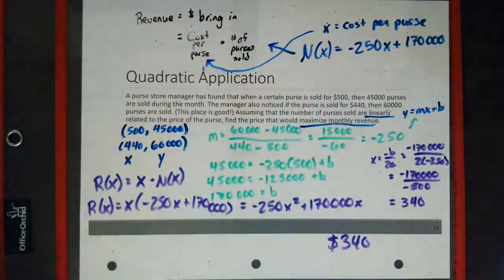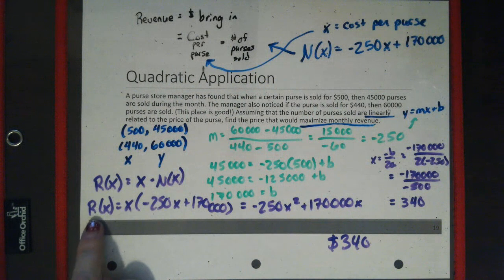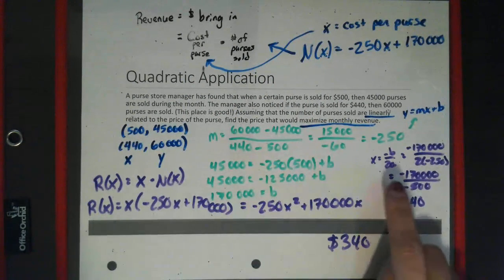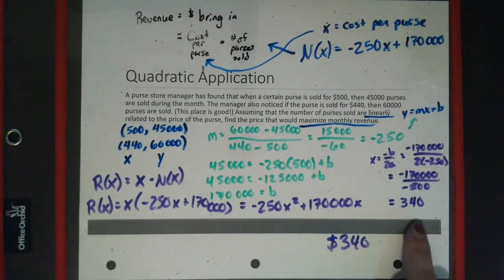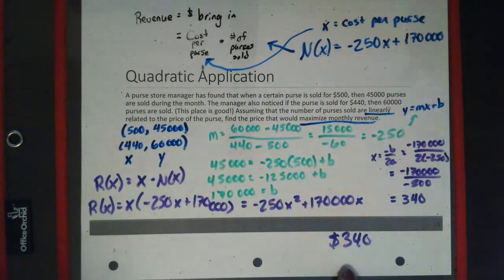We said that the cost per purse was x, the number of purses sold was n of x. So we need to take x times n of x. When I distributed through, I came up with a negative 250x squared plus 170,000x. This was our function for revenue, and we're trying to maximize that. If we're trying to maximize revenue, we're looking for the vertex. So we use x equals negative b over 2a, which gave us 340. We were trying to find the price of the purse that maximizes monthly revenue. The price of the purse, that was x. We solved for x. So that gave us a final answer of $340.